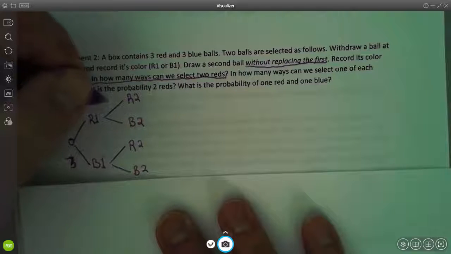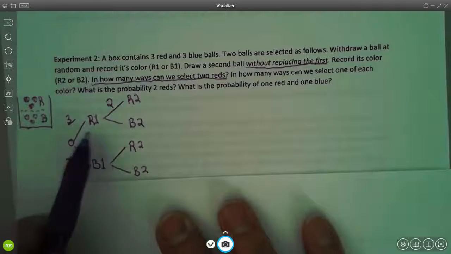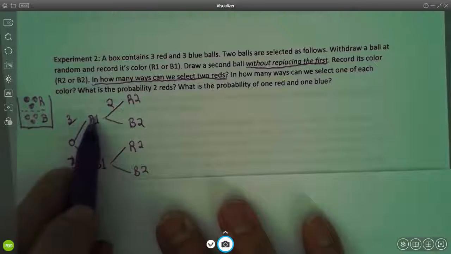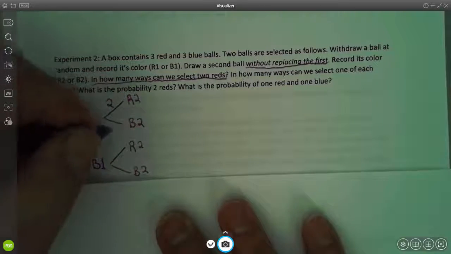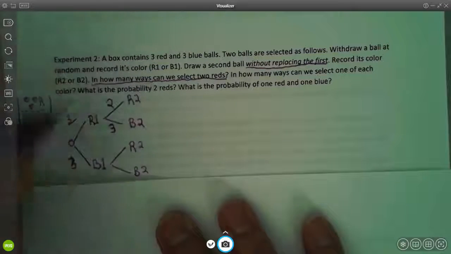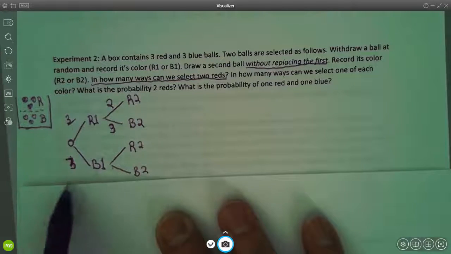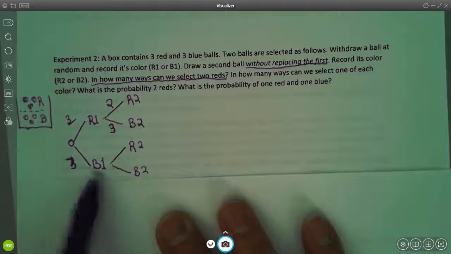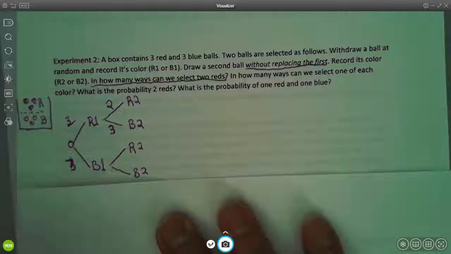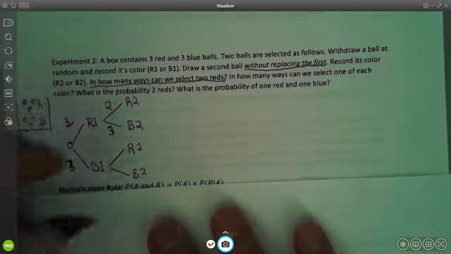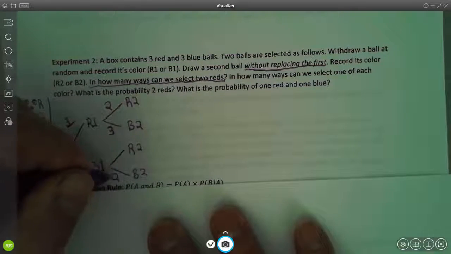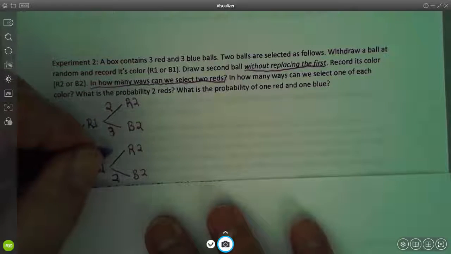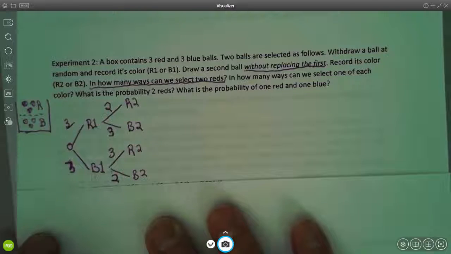So the number of ways of getting a red on the second, if you got a red on the first, is 2. But if you got a red on the first, all of the blue balls remain in there, and there are 3 ways of getting a blue on the second. On the other hand, we might have drawn a blue on the first draw. If we did, one of these blues would be gone, and there would be only 2 ways of getting a blue on the second, while there would be 3 ways of getting a red on the second.